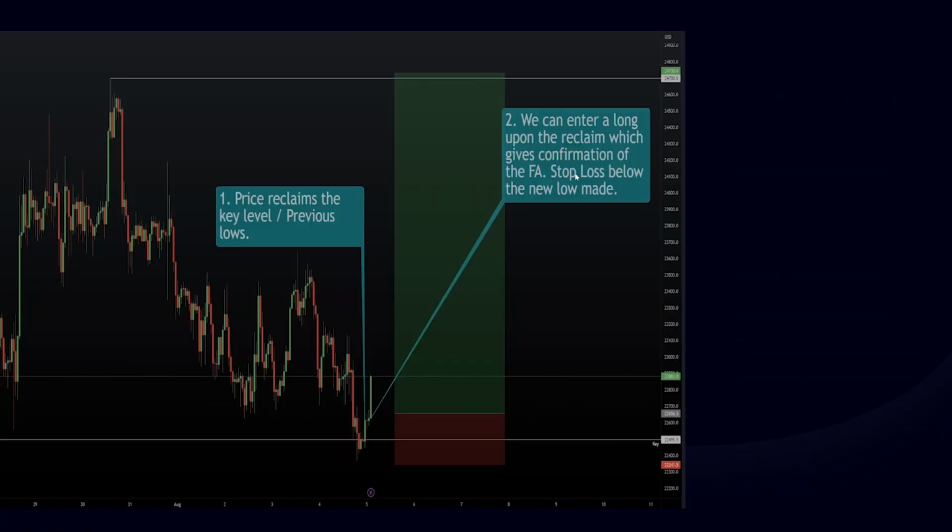So what we would do here, upon seeing the reclaim, is enter a long trade. We now have our entry trigger, which is a confirmed failed auction. Our stop loss invalidation would be below the new low made of the failed auction. And the long we can enter upon the reclaim, which gives us a target.